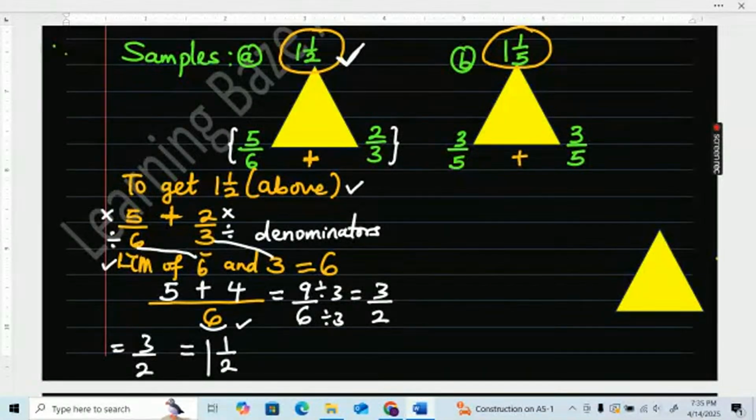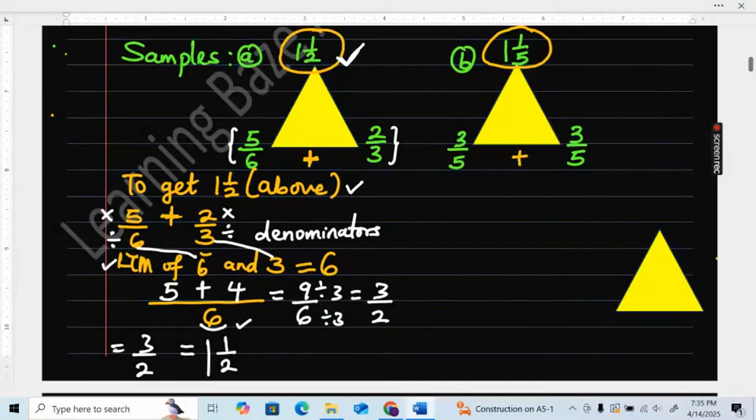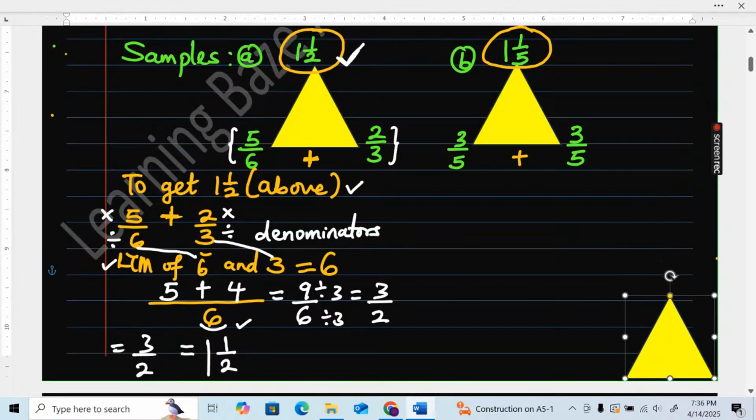Thank you for listening and paying attention. So all eyes on my screen right now. Let us move on to the second sample. Let's see if that same method will work for the second sample. Make sure you pay full attention, all right?